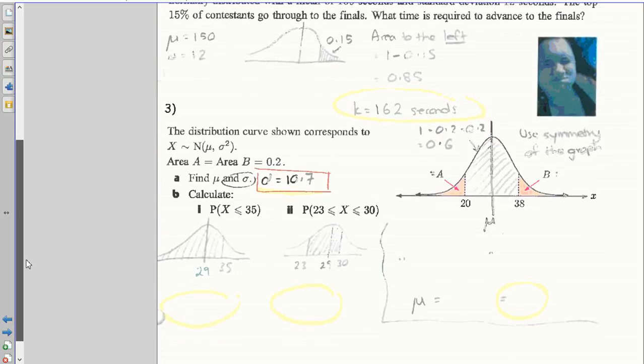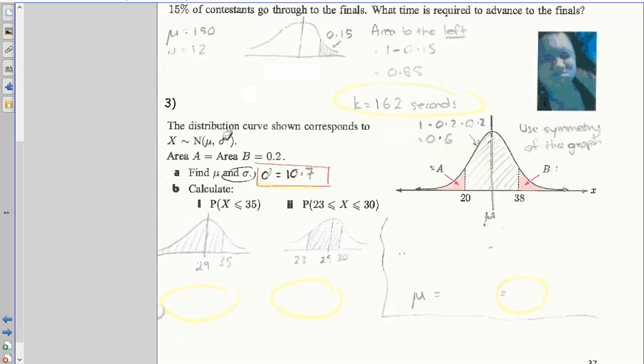The distribution curve corresponds to, so remember this means the random variable x is approximately normally distributed with a mean of mu and a standard deviation of sigma. That's what that means. Now this is a tricky one. Area A equals area B equals 0.2, but I have seen this kind of question come up on a past exam, so pay attention to this.